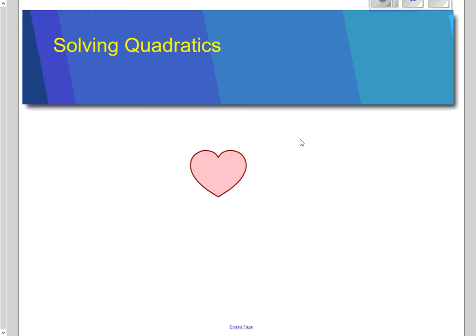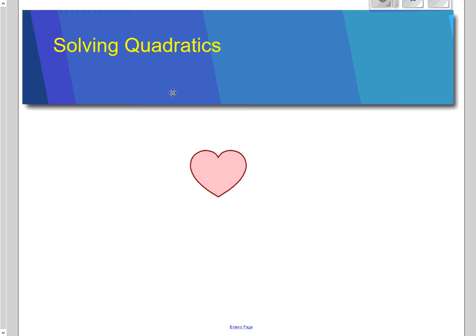Hi, everybody. So we're going to take a look at solving some quadratics. So we've done quite a bit so far in terms of vertex form, finding the vertex, whether we're given the factored form or vertex form or standard form. And then from there, we did some max and min word problems.